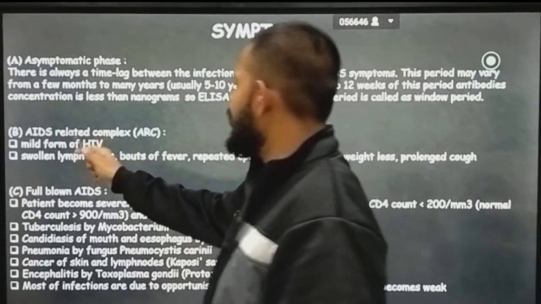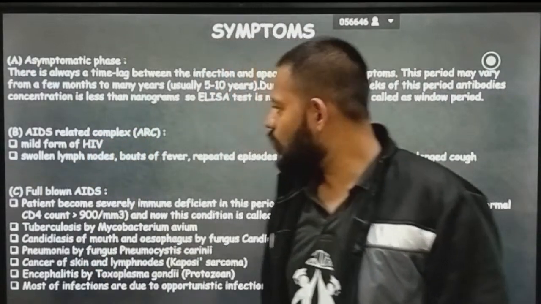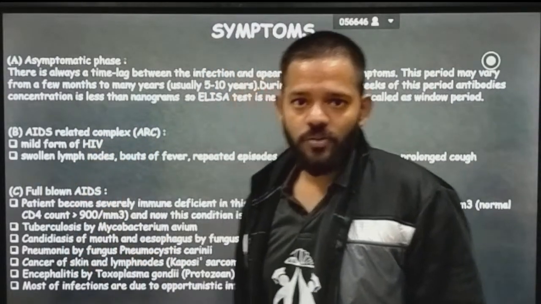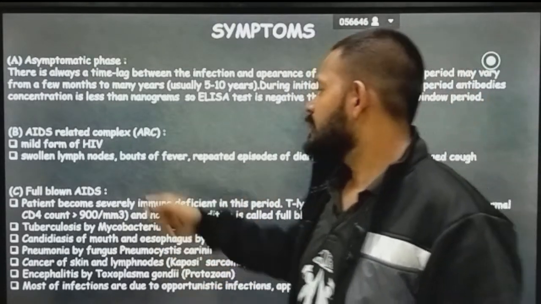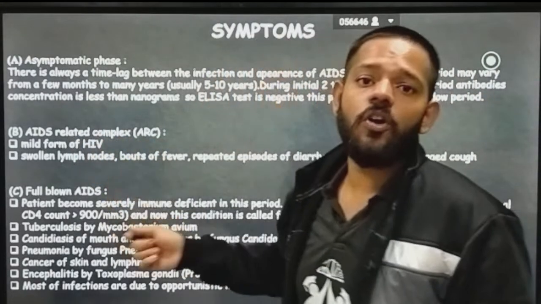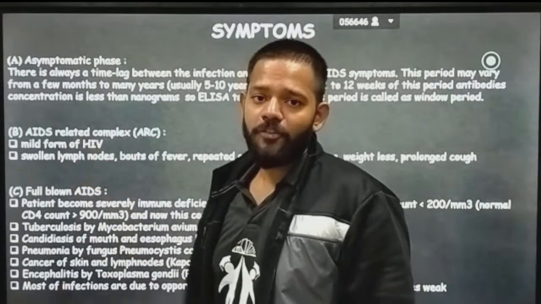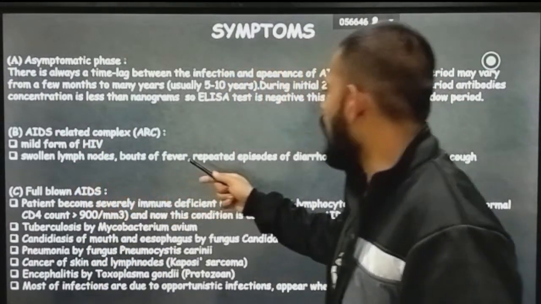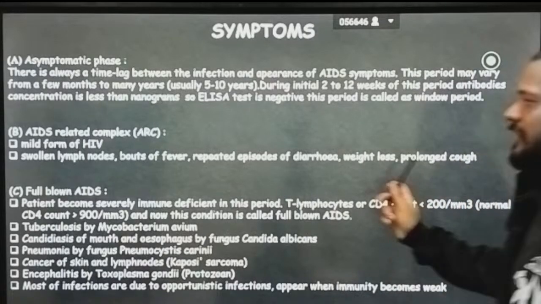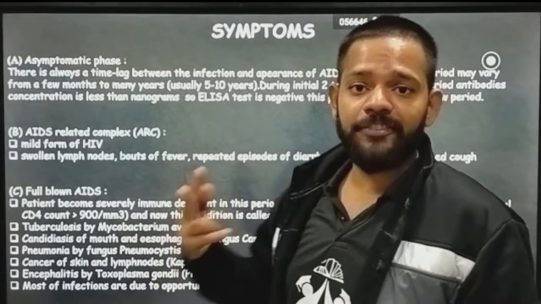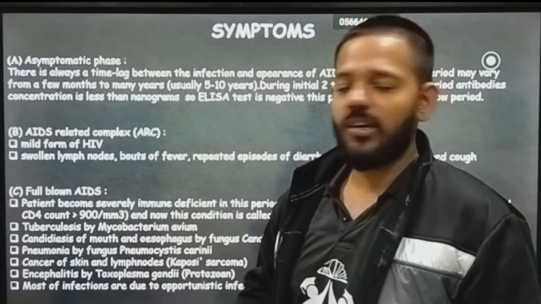Now B is AIDS-related complex, ARC. Mild form of AIDS. That is the second phase of AIDS inside the human body. Mild form of AIDS: swollen lymph nodes, bouts of fever, repeated episodes of diarrhea, weight loss, prolonged cough. These are the symptoms of the second phase of AIDS inside the body of a human.